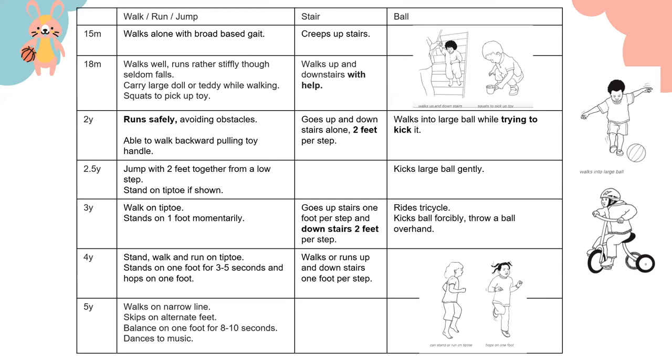So I divided based on items like walk, run, jump, stair, and ball, so that we can ask based on the item itself. Just to note that you can remember that at 3 years old, it is always about 1 foot something, like standing on 1 foot, going up the stair 1 foot.